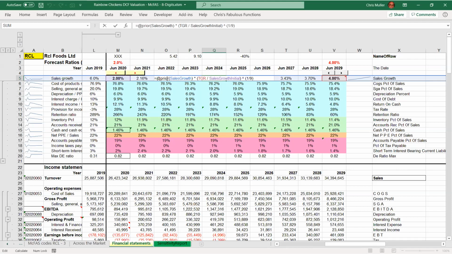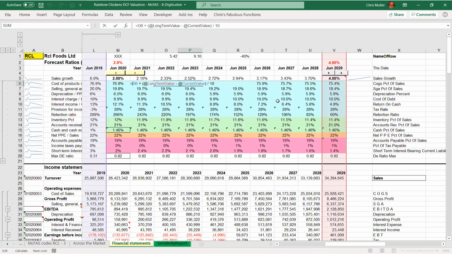And to fill in the gaps between in an exponential fashion, not in a linear fashion, you are going to put in this formula here, which takes your prior sales growth. Sales growth is the label of this whole row, and you're multiplying it by the ratio of terminal growth rate divided by initial sales growth, raised to the power of 1/9. And that will, after steps of 1, 2, 3, 4, 5, 6, 7, 8, 9, get you perfectly from your 2 up until your 4.